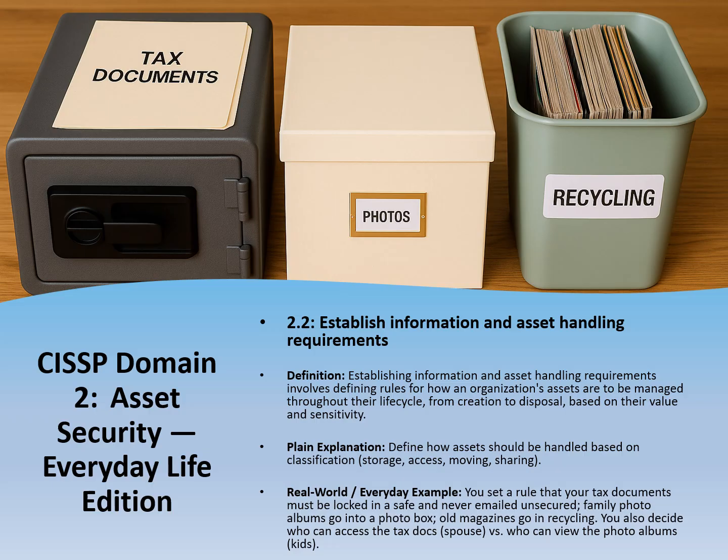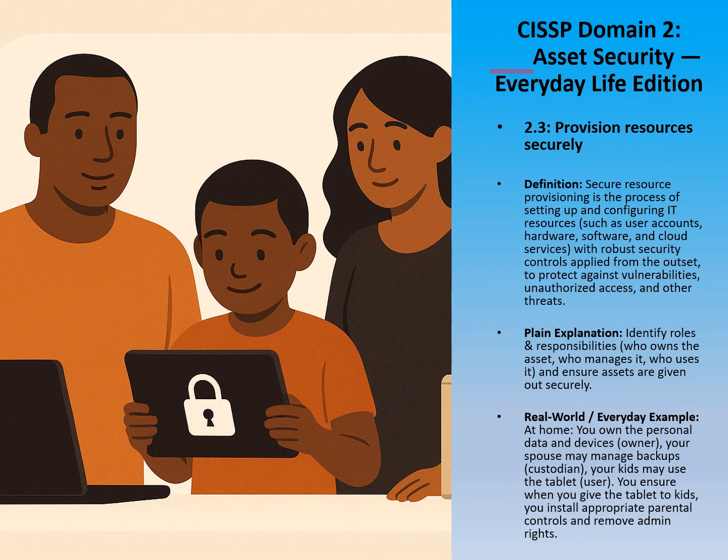With rules in place, the next question is, when we hand out access or equipment, how do we make sure it's done securely? Provisioning is about setting up assets and accounts the right way from the start. It's assigning ownership, defining who manages them, and deciding who uses them. In everyday life, you own your home network. Maybe your spouse manages backups. Your kids are the users on the family tablet. Before handing it over, you remove admin rights and turn on parental controls.